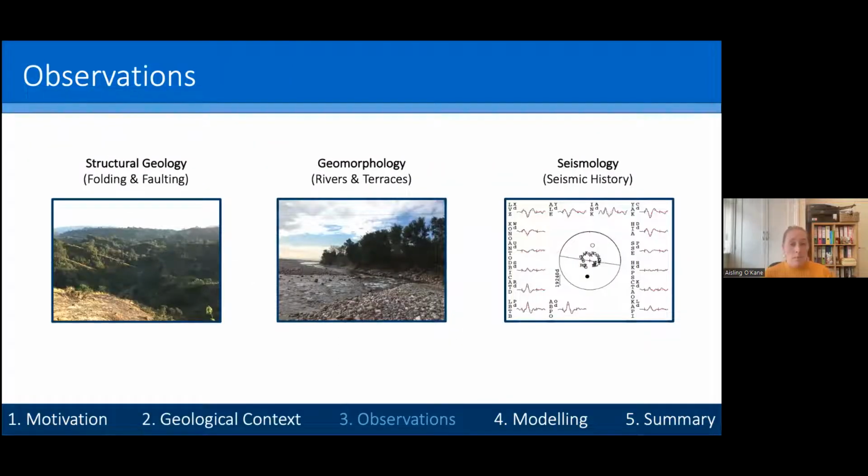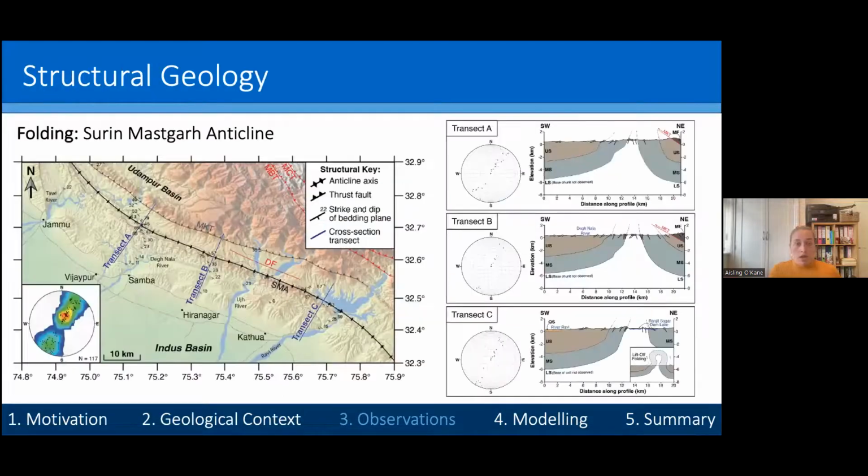So in order to get a better picture of the subsurface geometry, we looked at different techniques to get a more rounded picture. We looked at the structural geology, where you can see nice dipping beds in this fold here, the river terraces using geomorphology, and then of course the earthquake seismology. So firstly, the structural geology. It's mainly characterized by long-wavelength folding, and the fold itself is about 120 kilometers along strike and 40 to 50 across strike. And it's made up of what are known as Siwalik sediments.